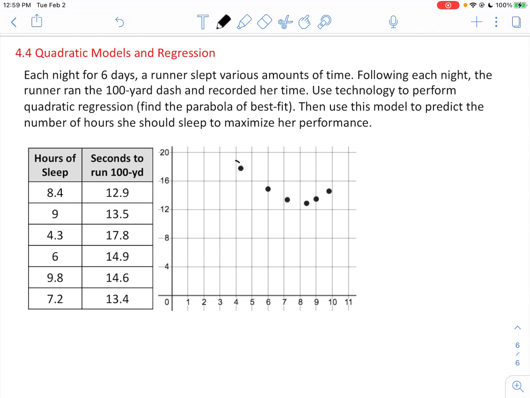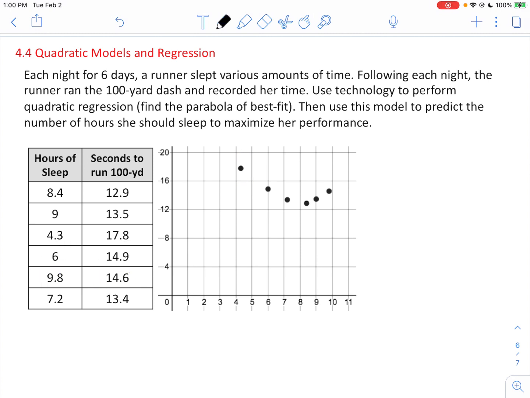Quadratic regression is finding a parabola that best fits data, versus linear regression, which is finding a line that best fits data. So do quadratic regression and then use this model to predict the number of hours she should sleep to maximize her performance. All right, so when she slept 8.4 hours, she was able to run the 100-yard dash in 12.9 seconds, etc. As expected, if she slept too little, she took longer to run the dash. Also, it looks like if she slept too much, almost 10 hours, her times also suffered.